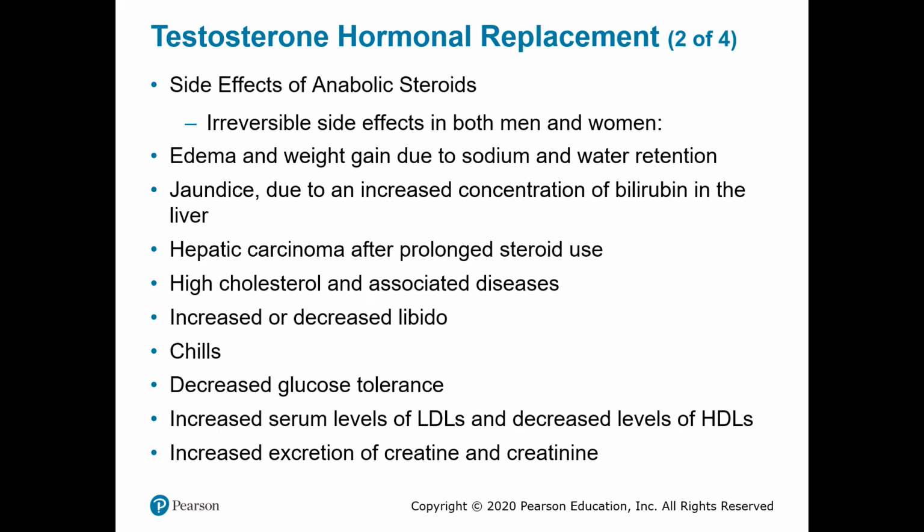So now I'm going to move on to the right-hand side of textbook page 546. We're going to look at the side effects of anabolic steroids. There are a number of irreversible side effects when it comes to anabolic steroid use that affect both men and women. These a lot of times are going to be irreversible side effects. This can include edema, which is a swelling of the lips, hands, feet, legs, arms, and weight gain, which is going to be due to sodium and water retention. Another side effect is jaundice due to an increased concentration of bilirubin in the liver.